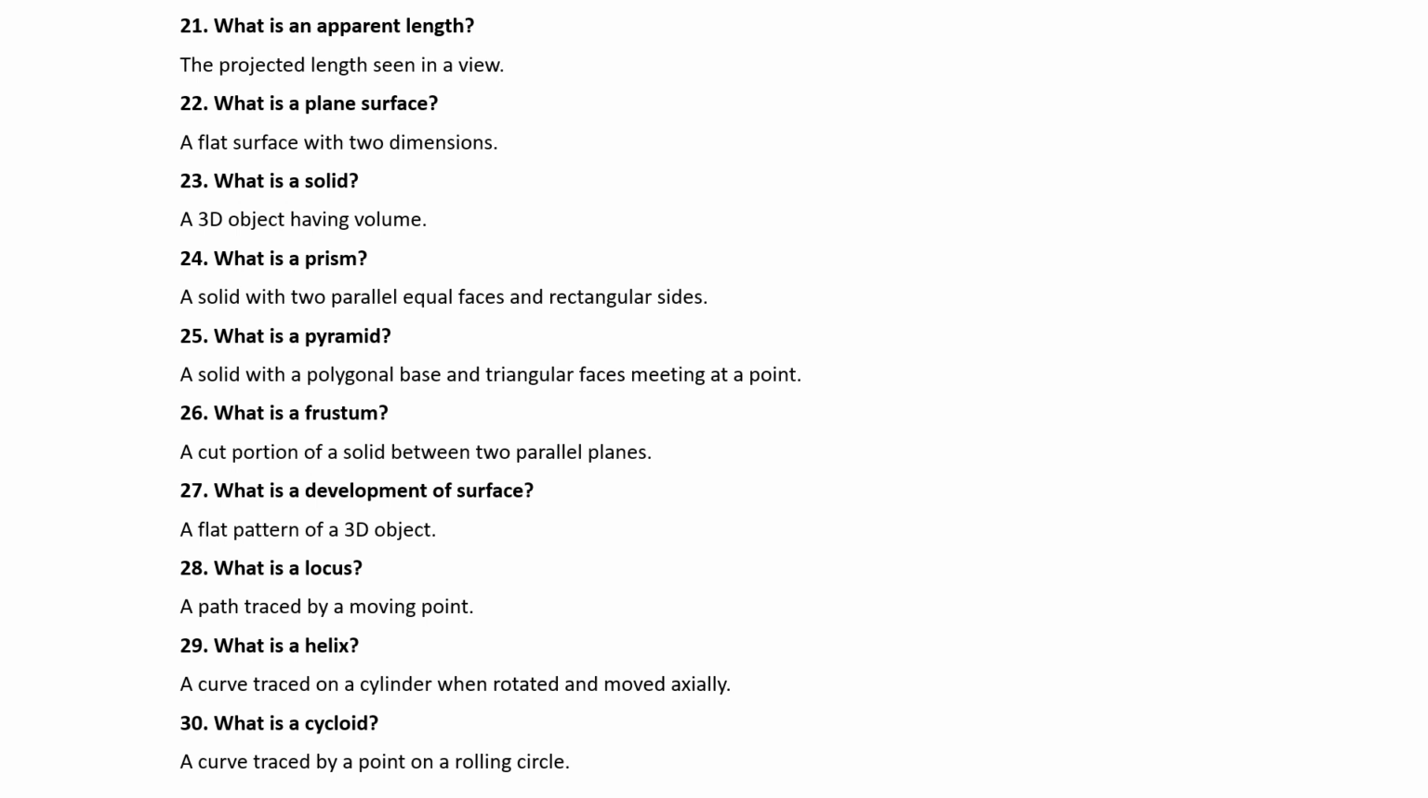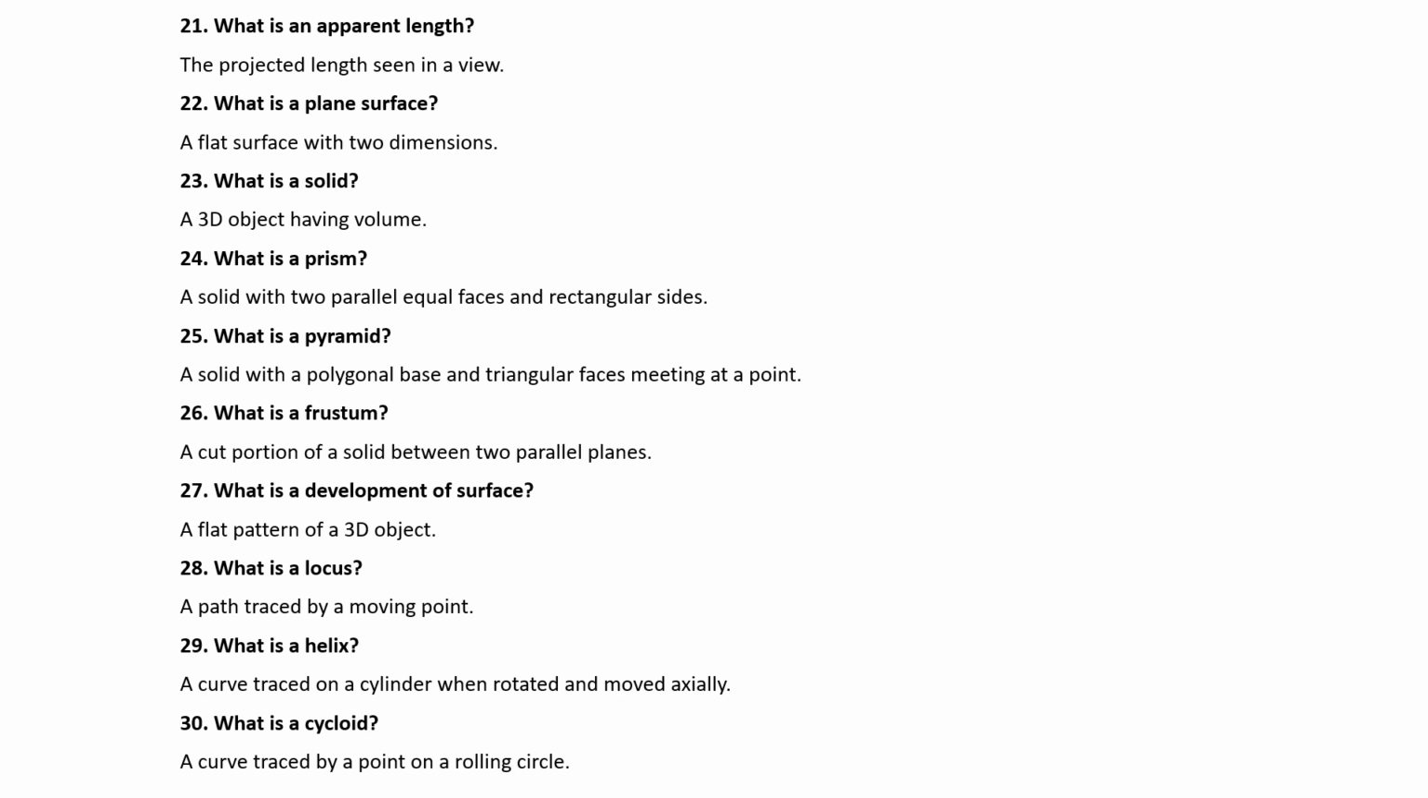24. What is a prism? A solid with 2 parallel equal faces and rectangular sides. 25. What is a pyramid? A solid with a polygonal base and triangular faces meeting at a point. 26. What is a frustum? A cut portion of a solid between 2 parallel planes.